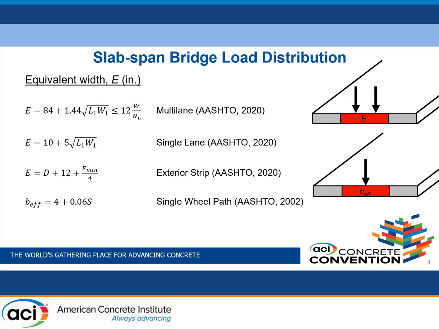The AASHTO standard specifications also give an equation for B effective, which is the tributary width of a single wheel load. You can see off to the right the difference between the equations for E and B effective. E, or equivalent width, takes into account both wheels in the axle of a truck, while B effective is just the single wheel path.